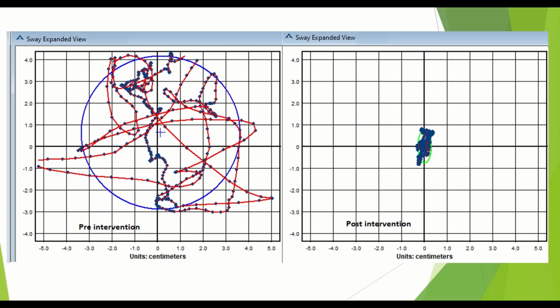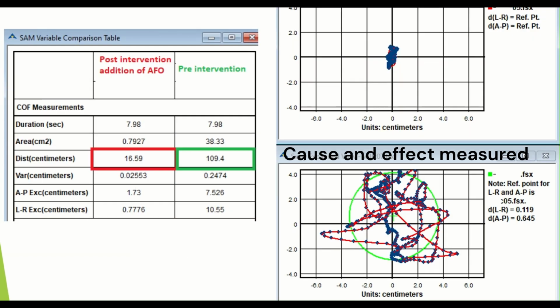But if we look at the S.A.M, and that's what we're doing today, we can see on the left is the pre-AFO introduction, and the one on the right is the introduction of the AFO. This is great information for sharing with the patient and your referrers. The distance in sway pre-intervention, 109.4, and after intervention, 16.59.